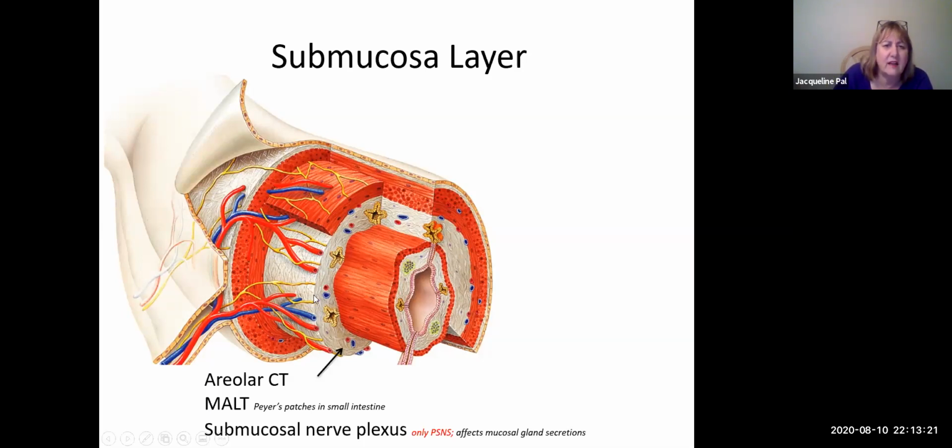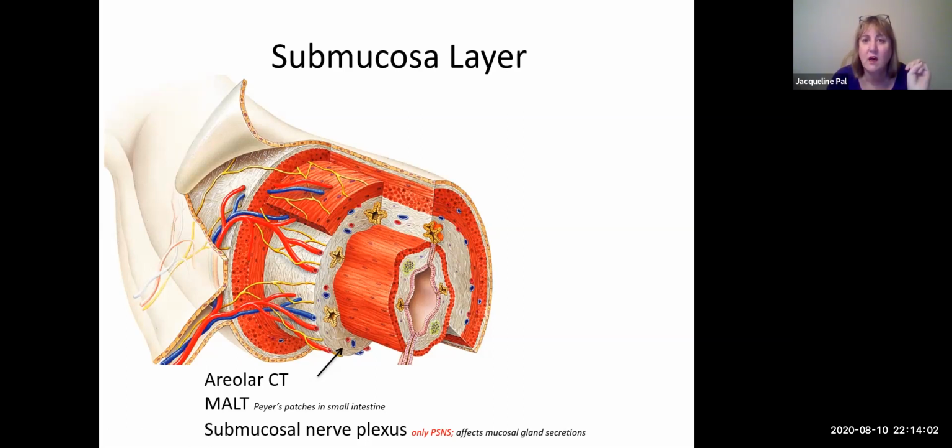Looking over here at about 9 o'clock in the picture, you can clearly see that not only are there blood vessels, but there is a layer of nerves. So we have a nerve plexus here, which is known as the submucosal nerve plexus. In other words, it's telling you where it is: the nerve plexus in the submucosal layer. And this is only parasympathetic nervous system stimulation. The reason for that is when this is stimulated, the parasympathetic stimulation will cause these glands to increase their secretions for digestion. All right, so now we're done with the submucosa, and let's go to the third layer.